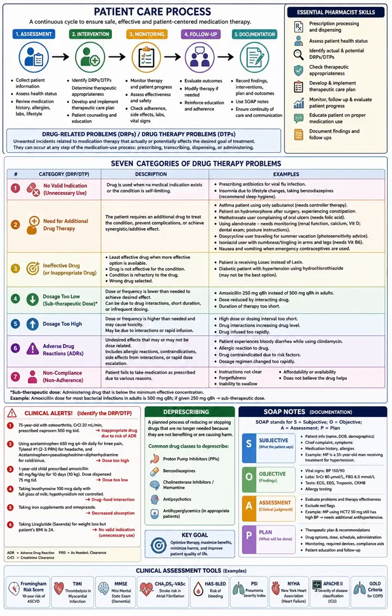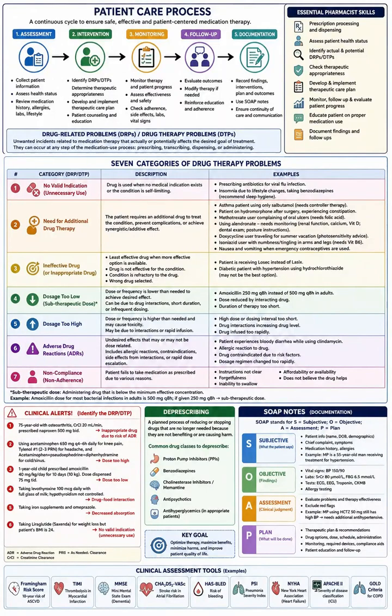Documentation and SOAP notes. Accurate documentation is a fundamental aspect of patient care, ensuring effective communication among healthcare professionals. One widely used method is the SOAP note format, which organizes clinical information systematically. Subjective, S. This section includes information reported by the patient, such as symptoms, medical history, and medication use. For example, a patient may report ongoing hypertension despite current treatment.